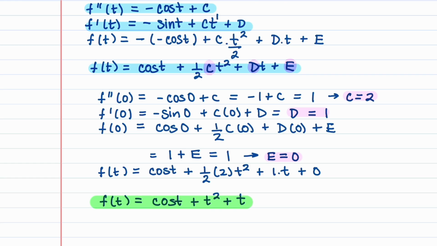The biggest mistake I see students make when doing this type of problem is forgetting to add on a constant every time you find an antiderivative. So just make sure to do that.